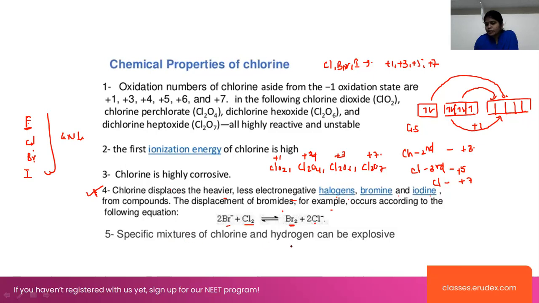Next one is a specific mixture of chlorine and hydrogen, which can be explosive. HF, HCl, HBr and HI.